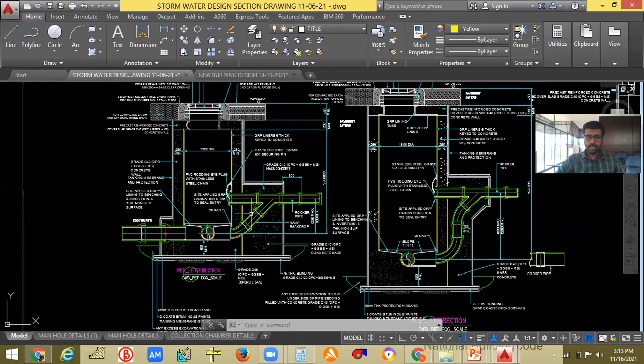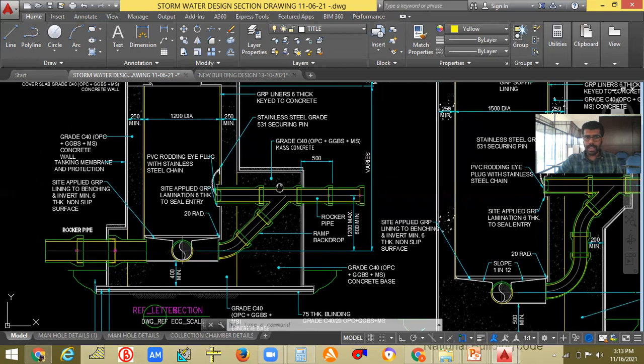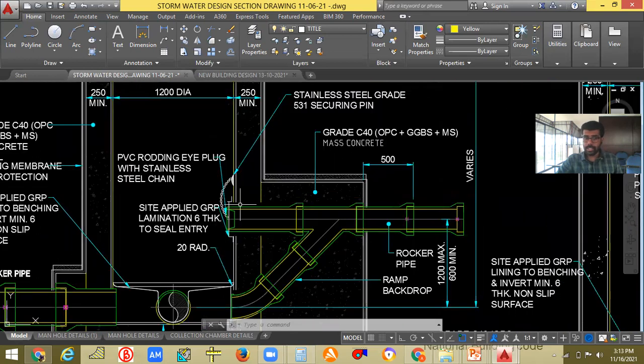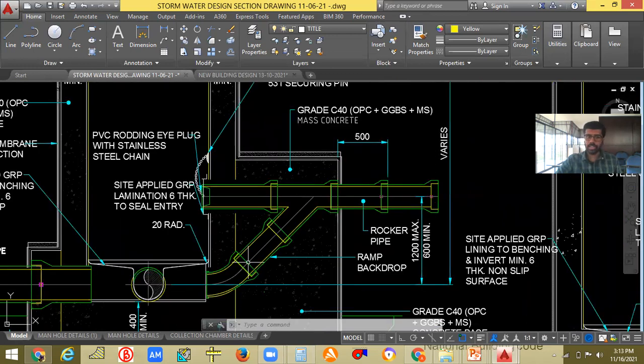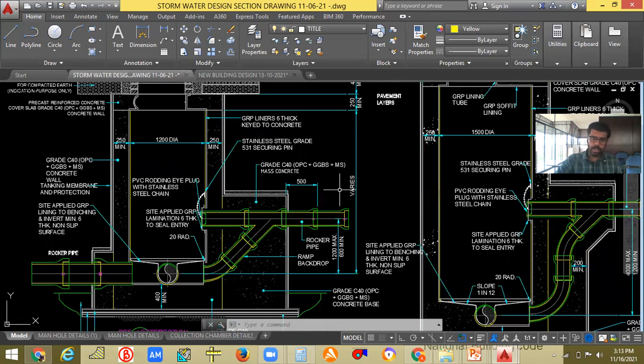So when it reaches the manhole, it will be at this level. Sometimes if it is at this level, you have to connect to this. So you have to take it like this and connect it here. You cannot directly go and connect like this because the slope will be very high, when you are giving a correct slope.